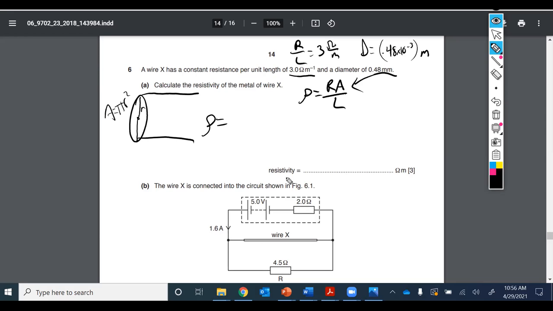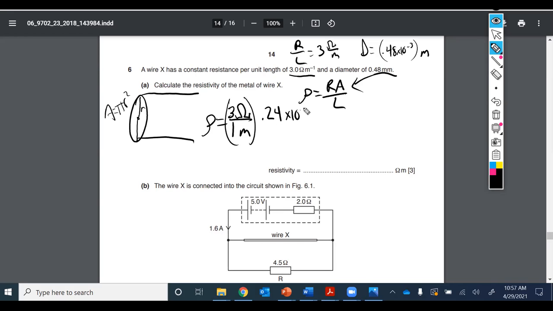Rho equals, the thing I want to solve for, R per L, which we said was given, so it's just 3 ohms per, I'm just going to put 1 meter, which makes it a little bit clearer to me that for each meter, this is the resistance across its unit length. And then the area here is going to be, all right, I'm going to take half of this, because I know this is the diameter, so I want half. So I'm going to go 0.24.